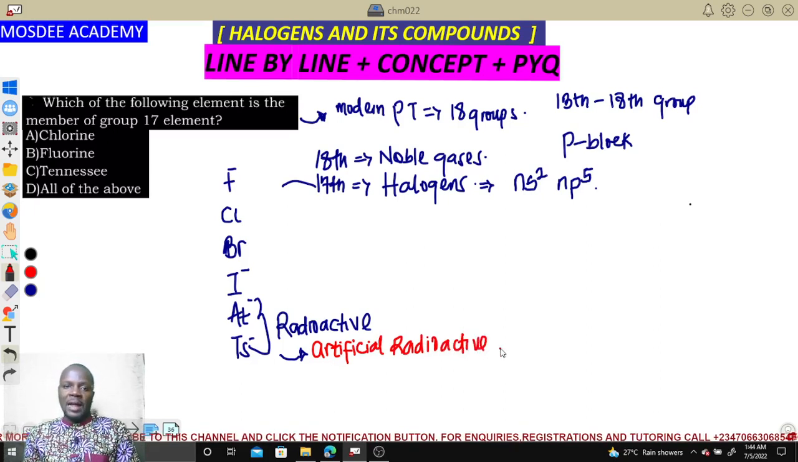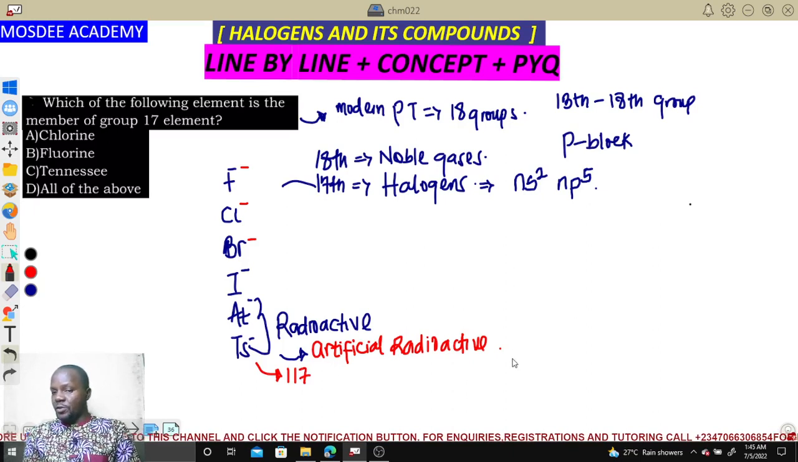An intro to that is just for you to know they are highly electronegative. The last member of group 17 is going to be element 117. The last member of group 18, which is group 8 in your old school periodic table, is going to be 118. So 118, 117, then group 16 is 116. That is the way you move. So keep it in mind.